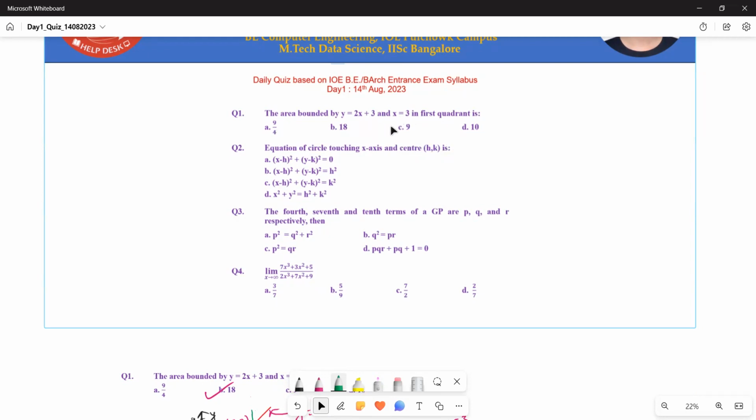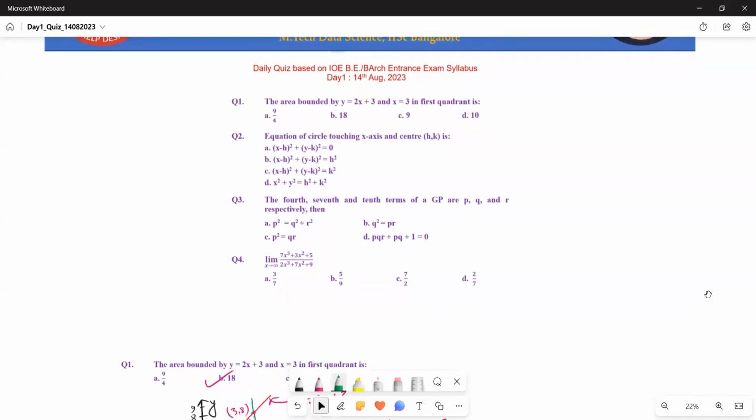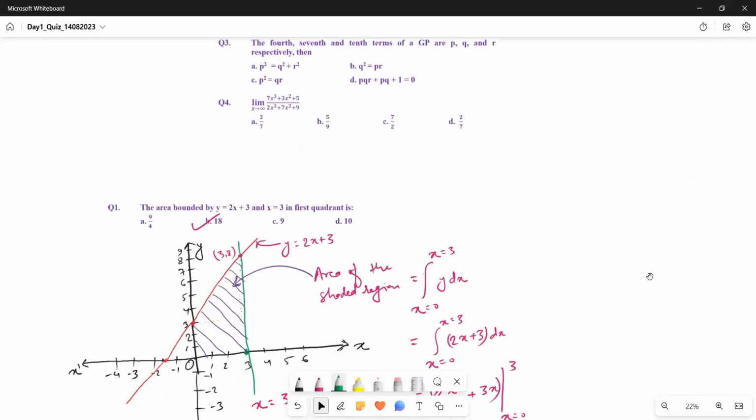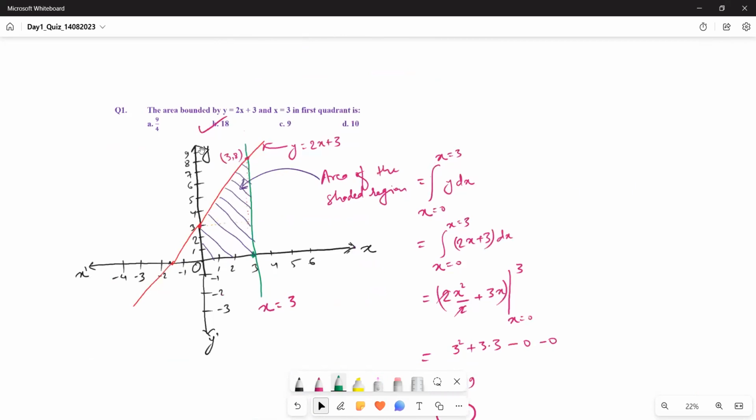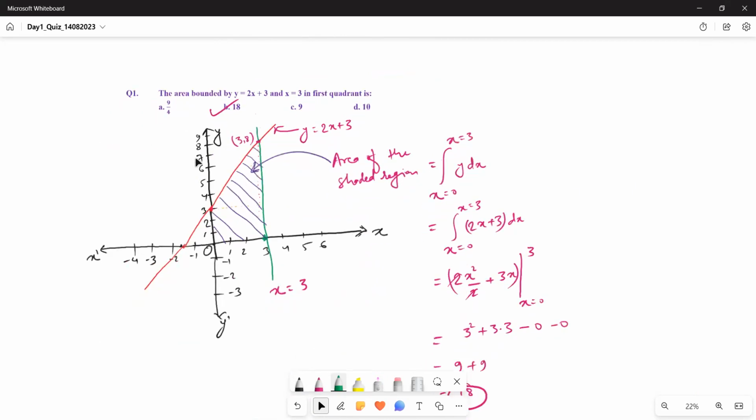To solve this question, we can simply draw the graph and see how it looks. And in our mind it should trigger that this question is from calculus, integration, because in integration there is area calculation, right? So I have taken the first question here. This is the first question.